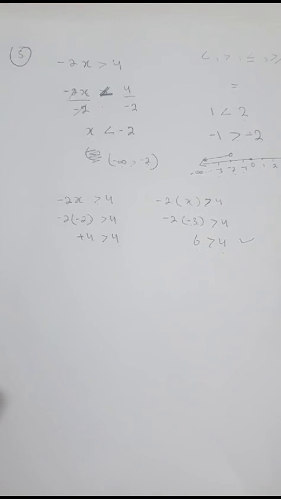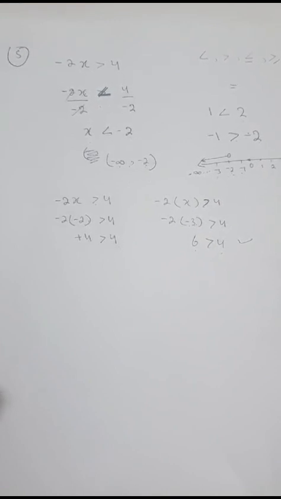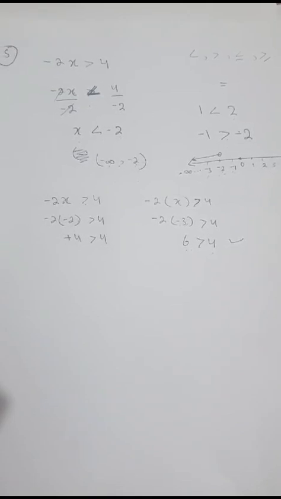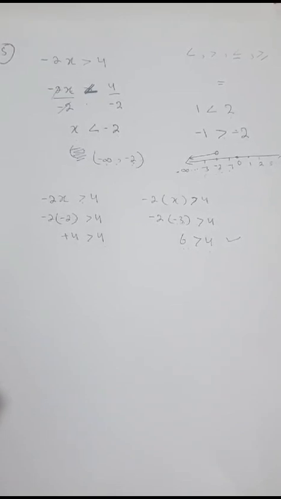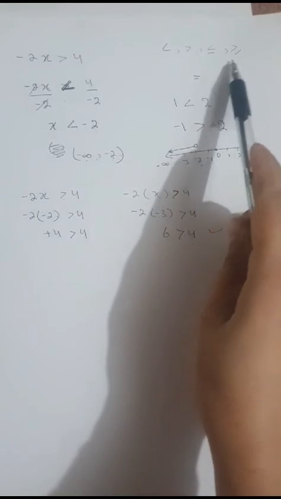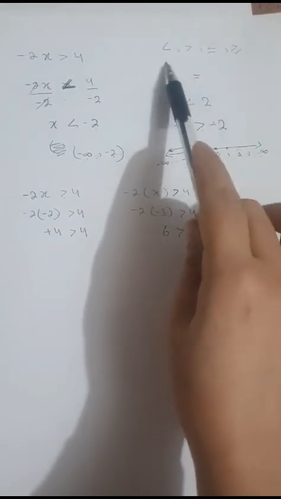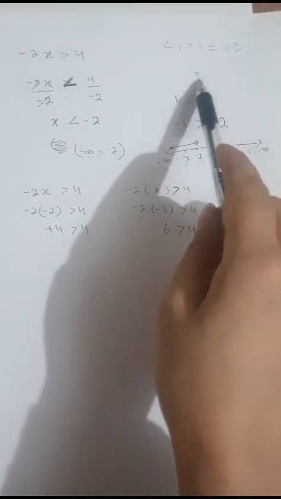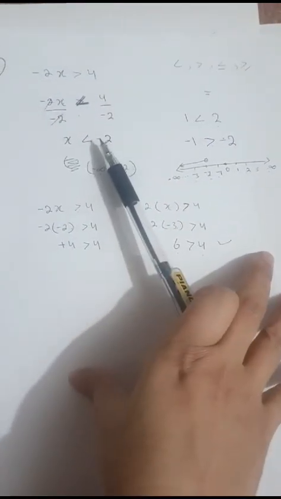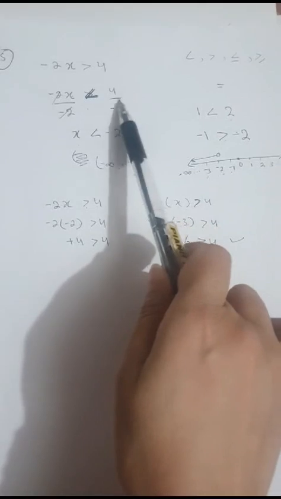And why is it called an inequality? We know that we use these four signs: strictly less than, strictly greater than, less than or equal to, and greater than or equal to. These are the signs we use to express an algebraic expression, and that is called an inequality.